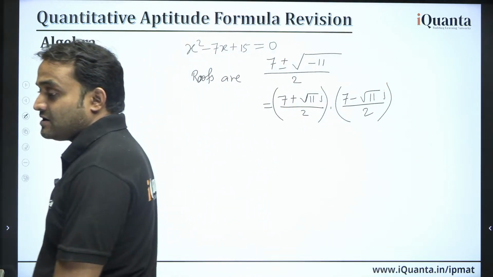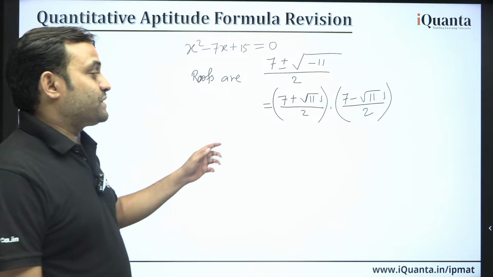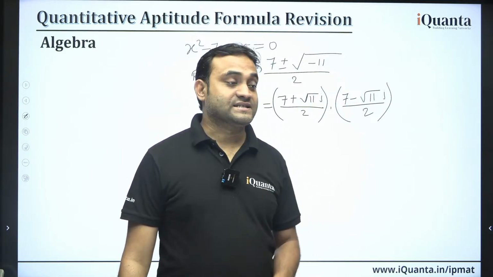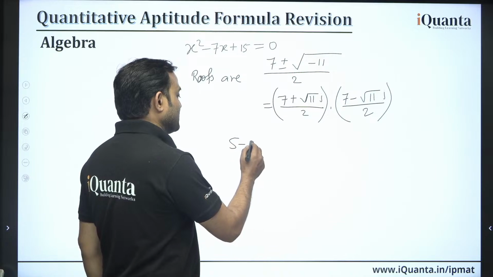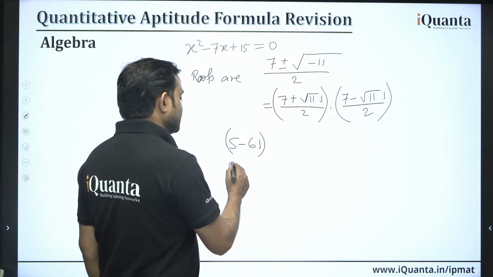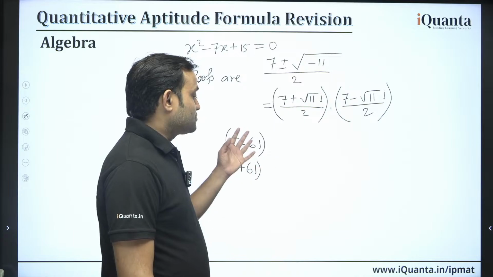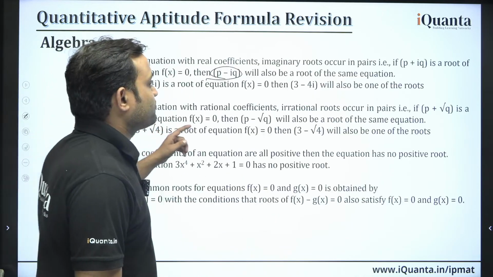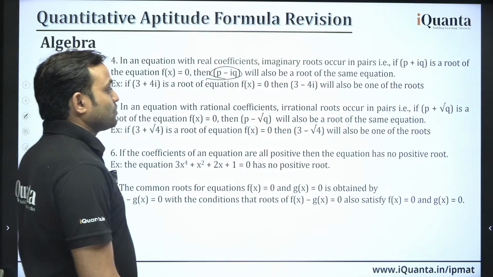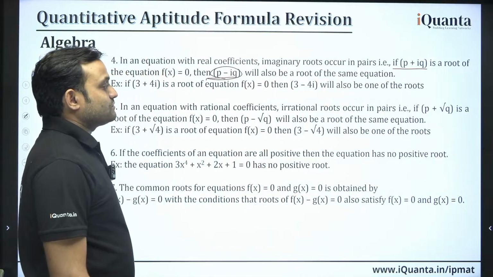Whenever you are getting imaginary roots, they will be in a pair like this. If one imaginary root is given, you can find the other imaginary root. Let's say one of the imaginary roots of an equation is 5 minus 6i, then you can freely say that the other imaginary root will be 5 plus 6i. So this is what it means that if one of the roots is p plus iq, then the other root must be p minus iq, okay.